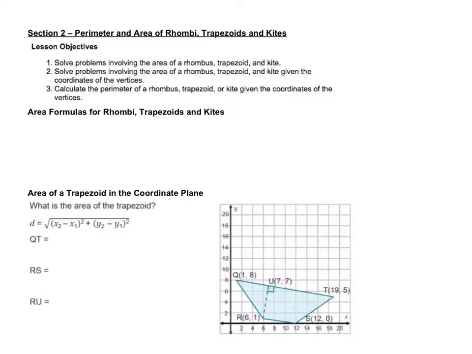Hello and welcome to another video in geometry. This is section 2, and this is a video about perimeter and area of rhombi, trapezoids, and kites.